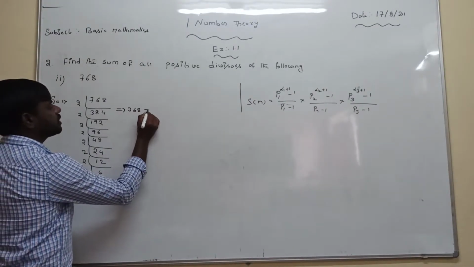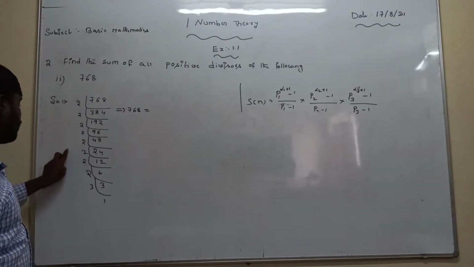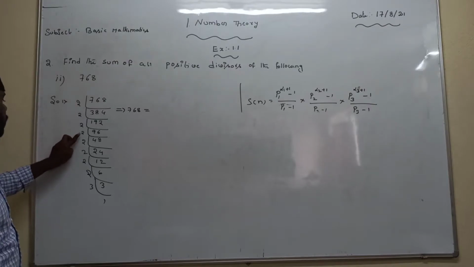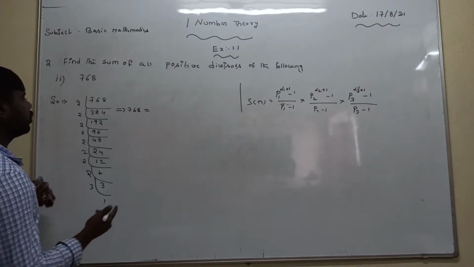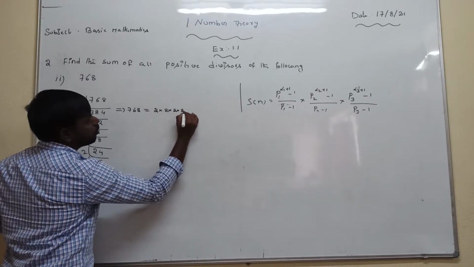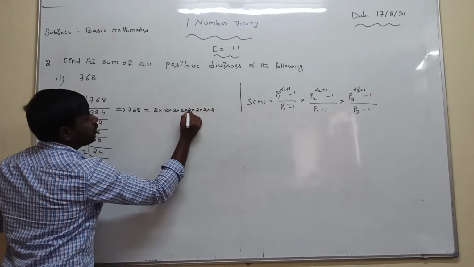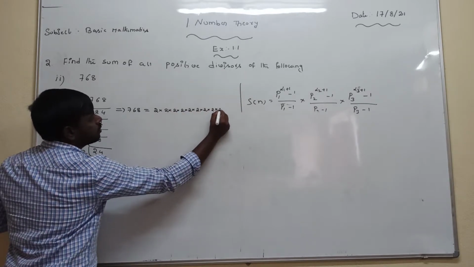768 can be expressed as a product of prime numbers. Now the product with the divisors elements. How many 2s? 1 2 3 4 5 6 7 8. So 2, how many times is the repetition? 8 times. 2 into 2 into 2 into 2 into 2 into 2 into 2 into 2. So 3 only 1 time.